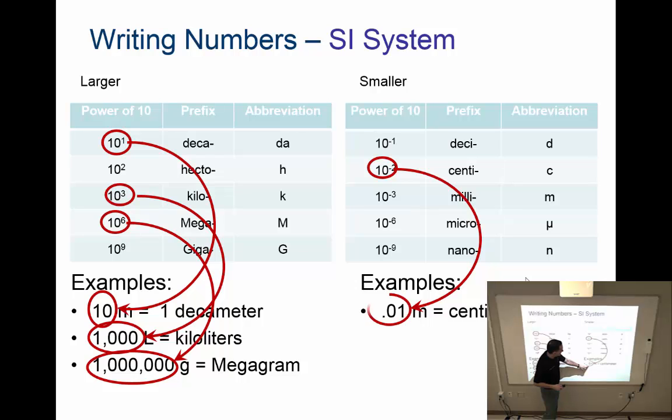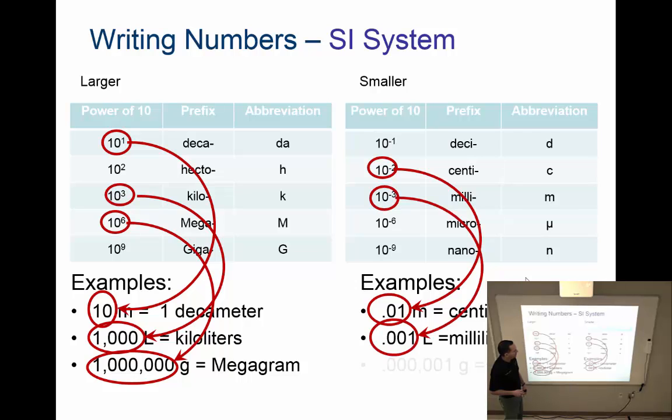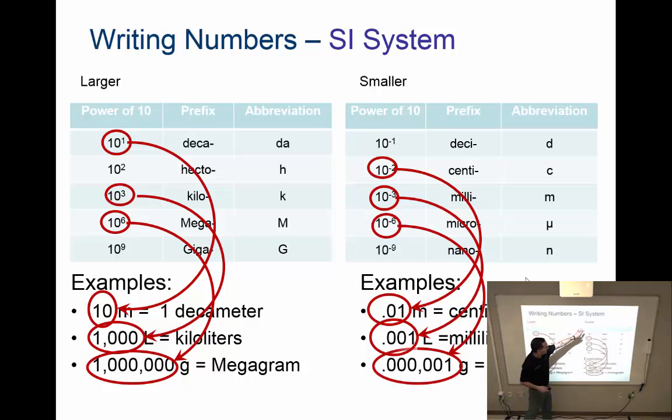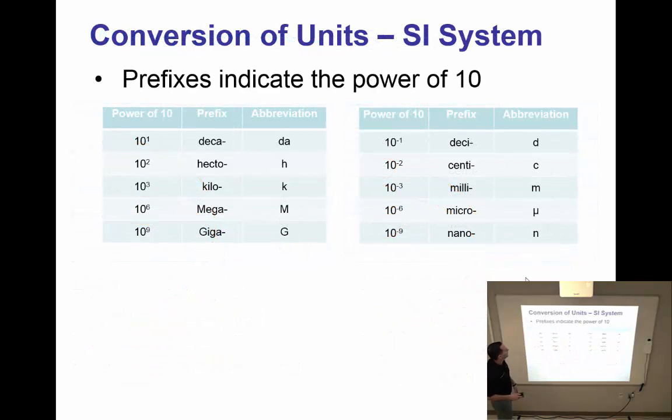If I'm doing meters as my base units, I multiply meters by 10 to the negative 2 power, or I'm sliding my decimal place. I get 0.01 meters is 1 centimeter, 0.001 liters is a milliliter, and 0.000001 gram is equal to 1 microgram. So this is going to be larger than our base unit. These ones are going to be smaller than our base units. Okay? These are also all powers of 10. Prefixes are powers of 10.